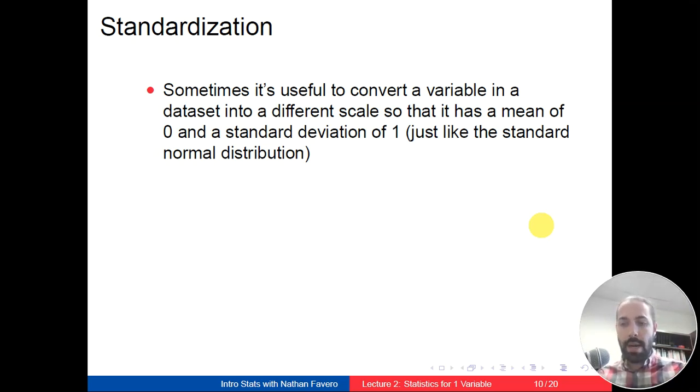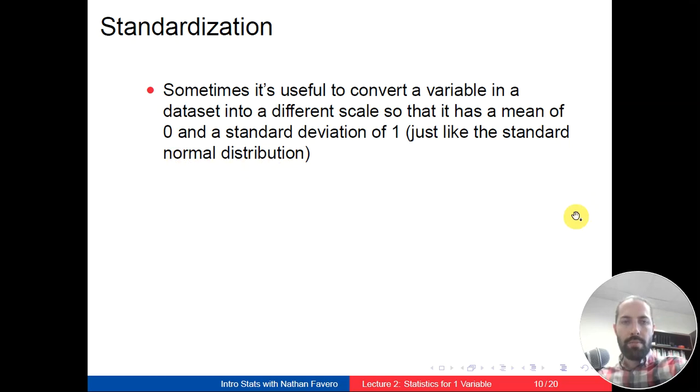We're going to be talking about some transformations that are maybe a little bit less familiar to you than going from Fahrenheit to Celsius. But it's that same idea where we're going to change what units we're measuring something in. So the first type of transformation is standardization. Standardization is going to allow us to convert a variable so that it has a mean of 0 and a standard deviation of 1, just like something called the standard normal distribution that we'll cover in the future.